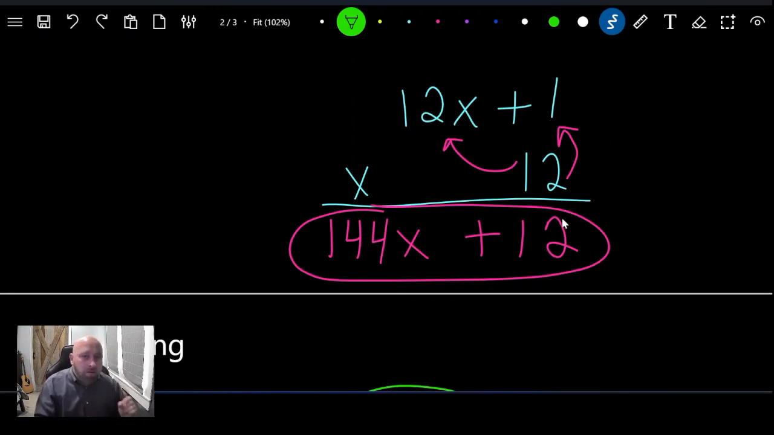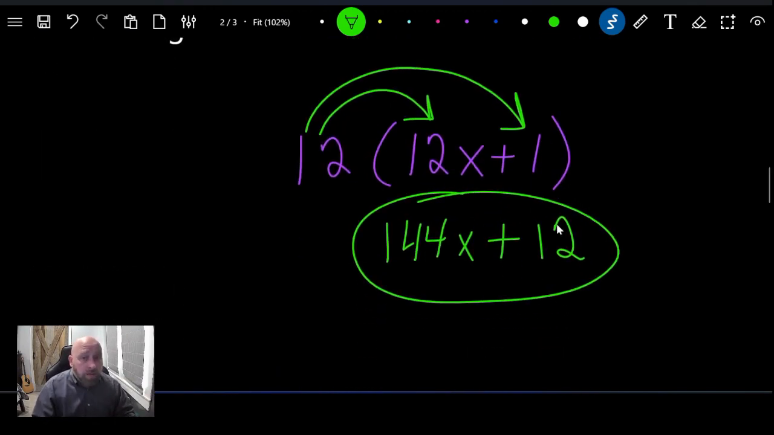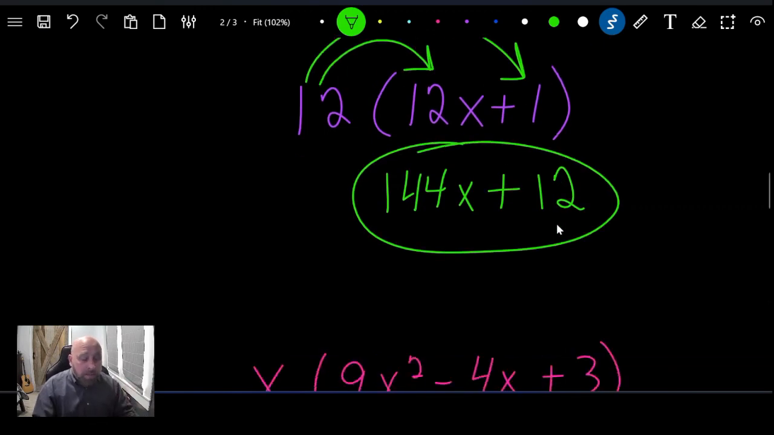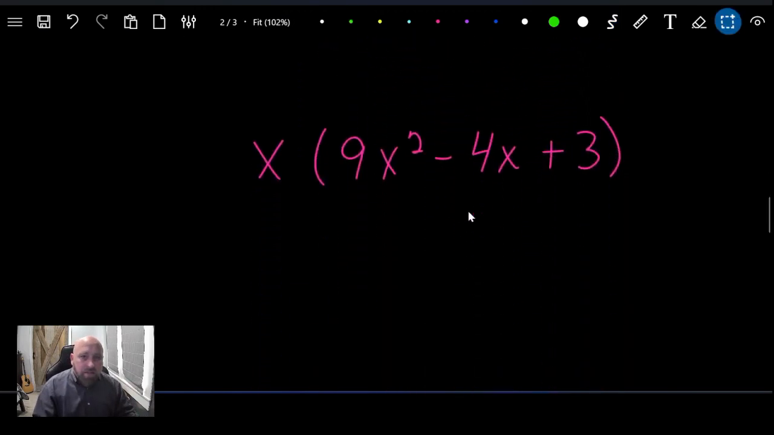So I'm going to encourage you to kind of leave that behind. Let's not do this method right now, and let's work toward distributing. I think it's going to pay off in the end. So let's keep practicing, and let's do another one.